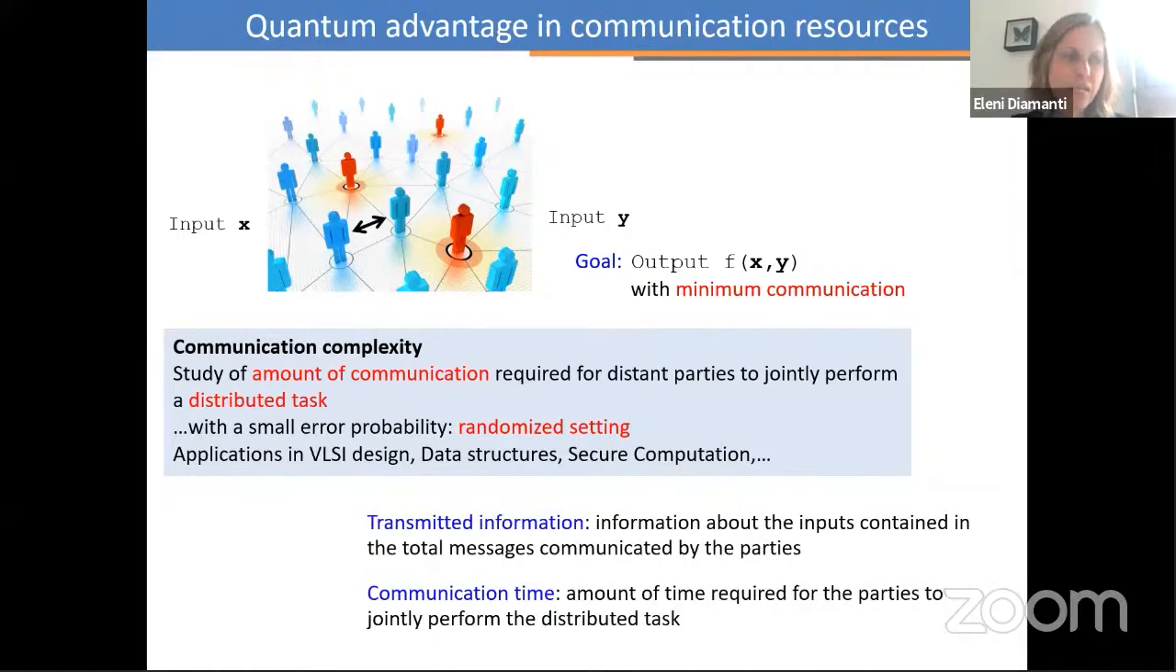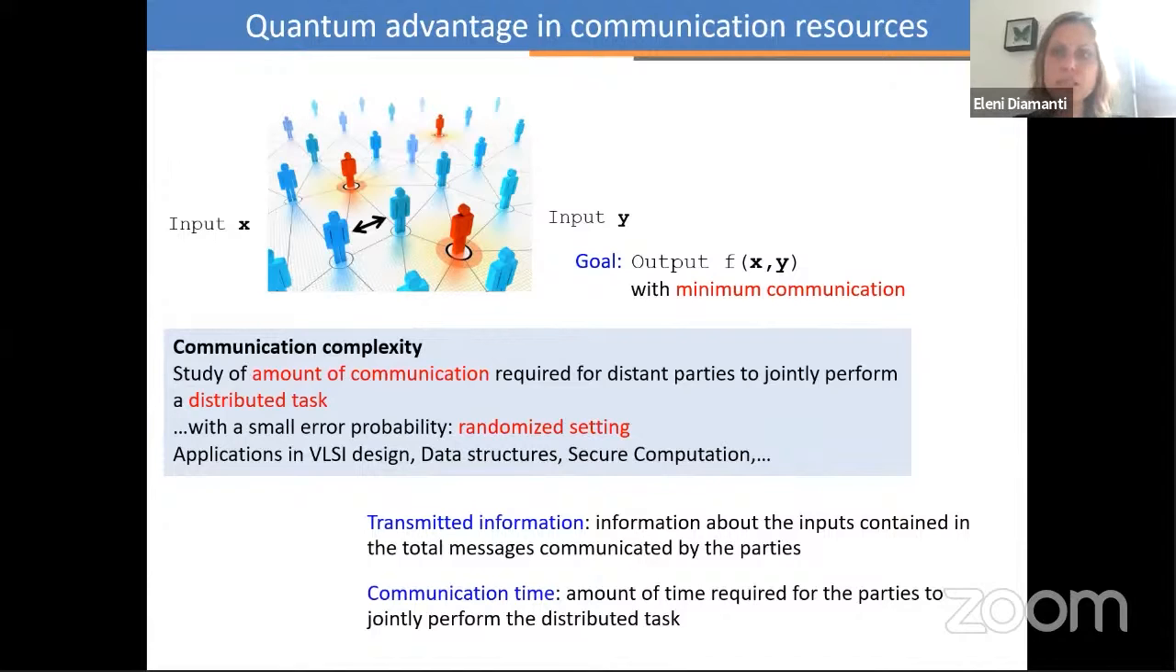An important distinction that I need to make here, because it's particularly relevant for the quantum advantage that we have shown, is the distinction between transmitted information and communication time, which are not necessarily the same thing. The communication time, I think it's easy for everyone to understand, is the amount of time required for the parties to perform this distributed task. The transmitted information is a little bit more subtle. It is the information about the inputs that the two parties have received, contained in the total messages that have been communicated by the parties.